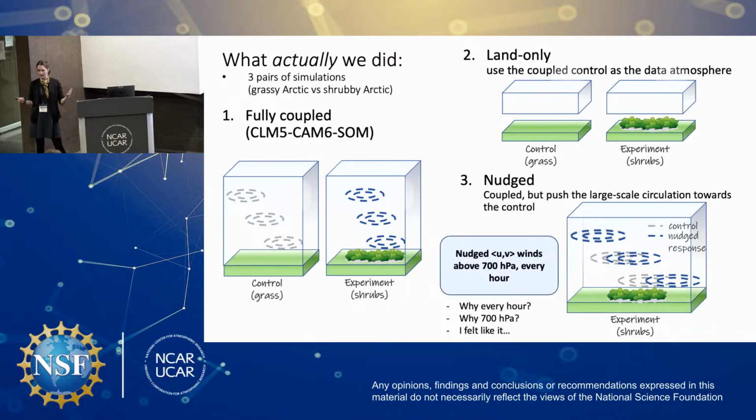These were not particularly informed decisions, they just seemed kind of reasonable. You could nudge it every time step, you could nudge it maybe every 3 hours. If you make the time step too big, some shady things can start happening. And if you were looking at different ecosystems, 700 hectopascals might be a bad decision.